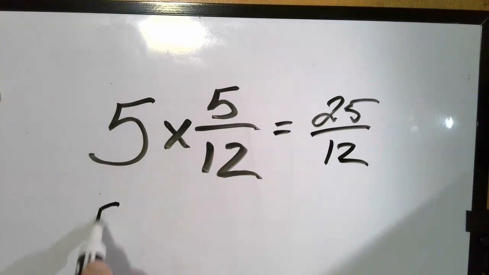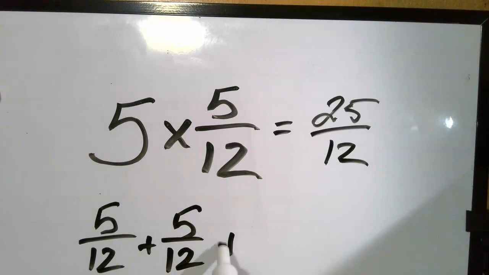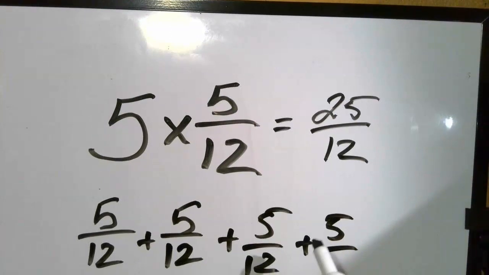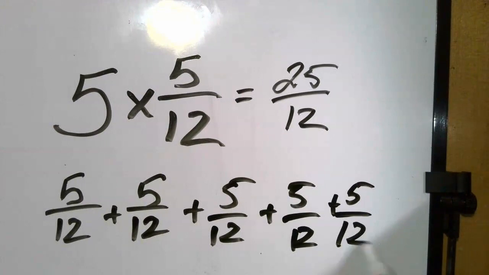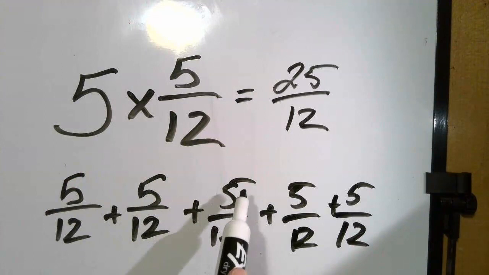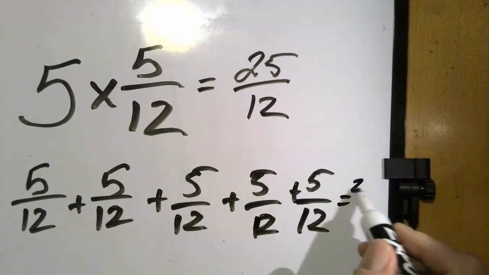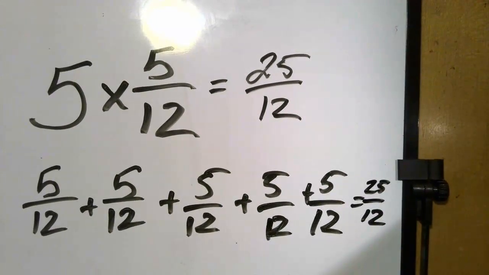I could also add 5/12 5 times to get the same answer. A little more work, but I can see here that I have 5/12 added 5 times. 5 plus 5 plus 5 plus 5 plus 5 equals 25/12. Okay, hope this has helped.